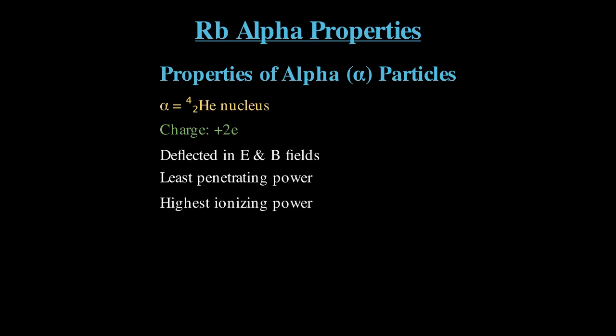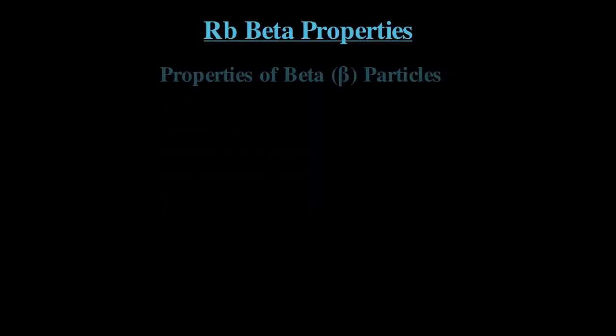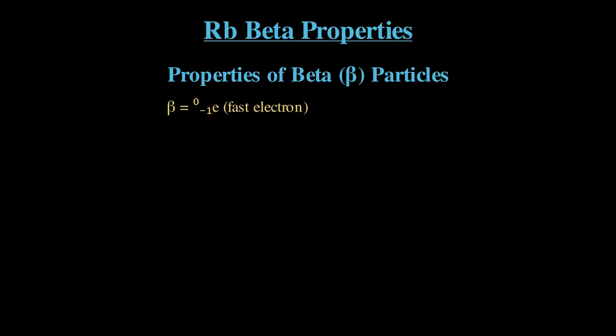However, they have the highest ionizing power, causing significant damage to materials they pass through. Next up are beta particles. A beta particle is a fast-moving electron that originates from the nucleus itself. They move with a very high velocity, around 10 to the power of 8 meters per second. Like alpha particles, they also affect photographic plates.